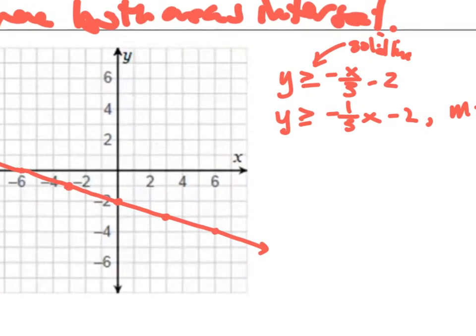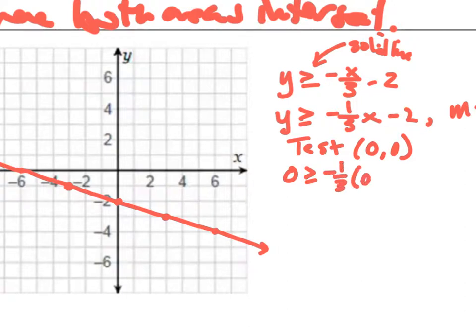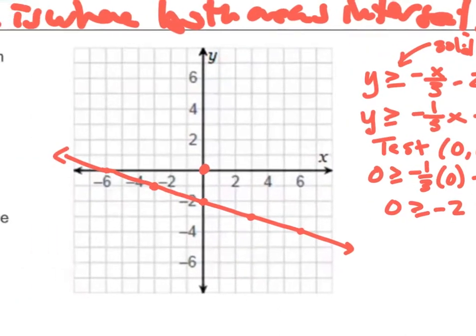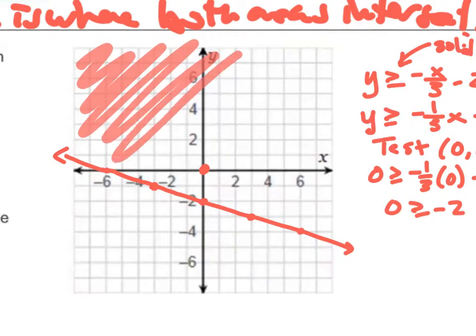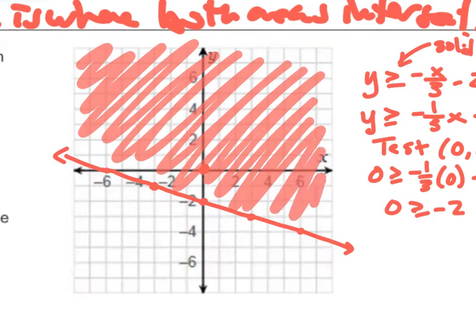So I want to test a point. I want to test the point 0, 0 in this inequality. I'm going to plug in 0 for y: 0 is greater than or equal to negative 1/3 times 0 minus 2. Negative 1/3 times 0 is just 0, so we get 0 is greater than or equal to negative 2. This is a true statement, so wherever I have that point 0, 0, I'm going to shade where it's true. So I'm going to come here and shade this region in, to show that we're above that line.